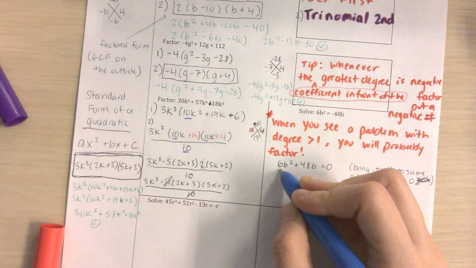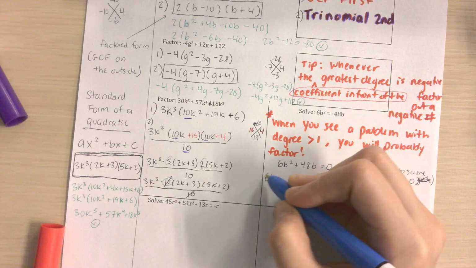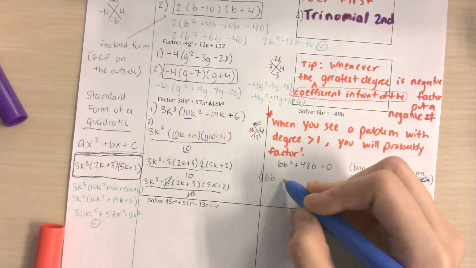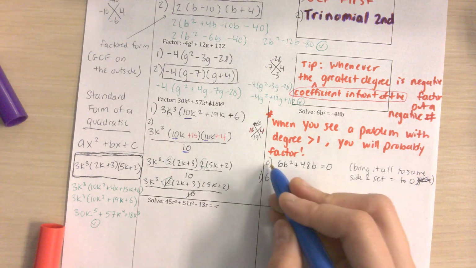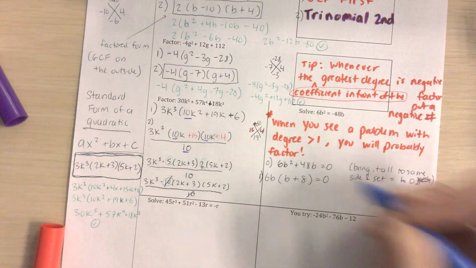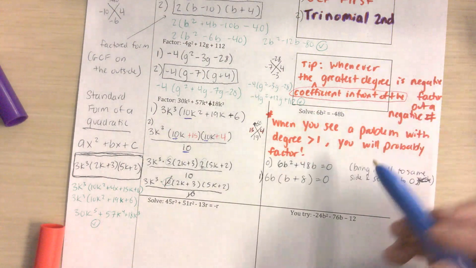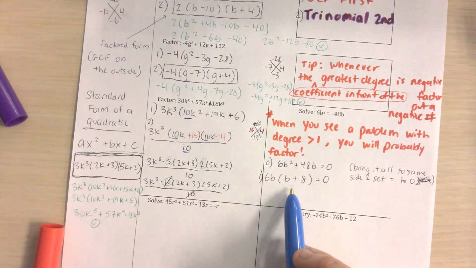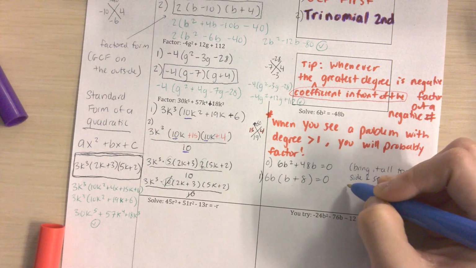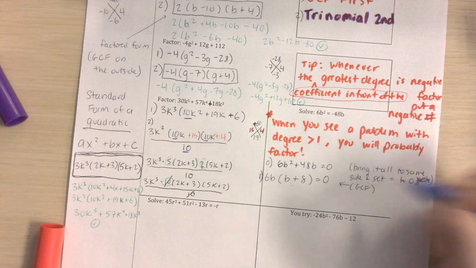So we have a 6 that can be taken from both, and then a b. So we have 6b. This is our greatest common factor step, like a pre-step, right? So we're left with b plus 8 equals 0. We took our greatest common factor. We don't need to do a trinomial because it's already in factored form.